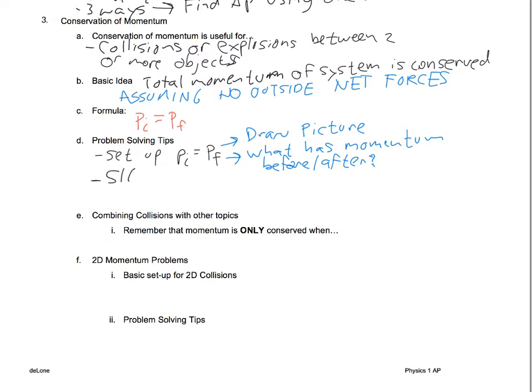Some other things to keep in mind, okay, we want to be careful with signs. That's a big one, okay. Having a momentum of 0 is okay. There's nothing wrong with having a momentum of 0. That will happen sometimes. And if they stick together, okay, we've seen this a few times, the trick is we're going to add the masses. We're going to treat them as a single object.